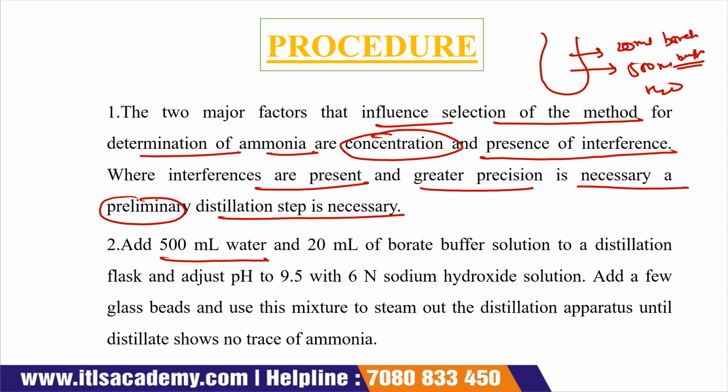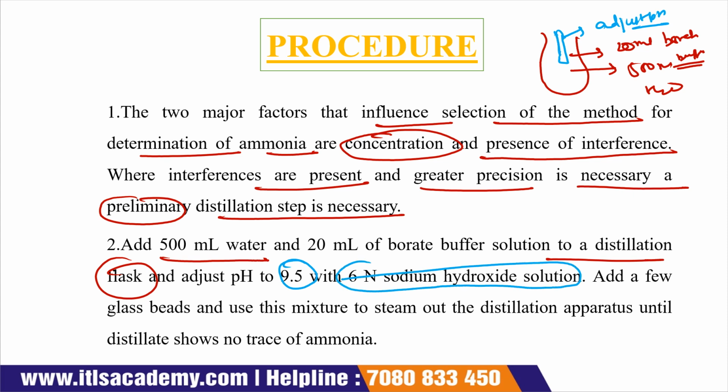Okay, add the borate buffer solution to a distillation flask. Now after that we adjust the pH. This is your borate distillation flask. Now we are going to adjust the pH, and the pH should be 9.5, and this pH should be adjusted with the help of 6 normal sodium hydroxide solution.